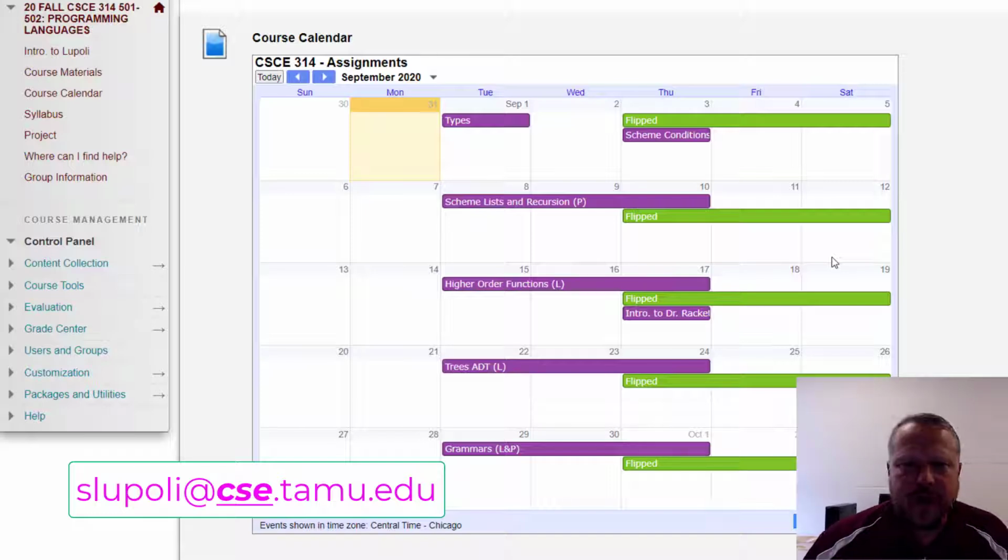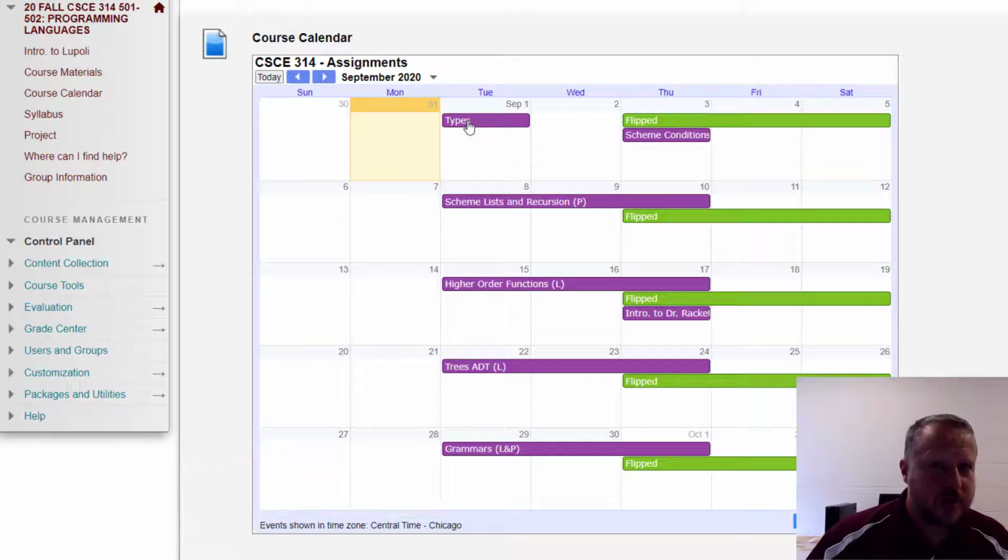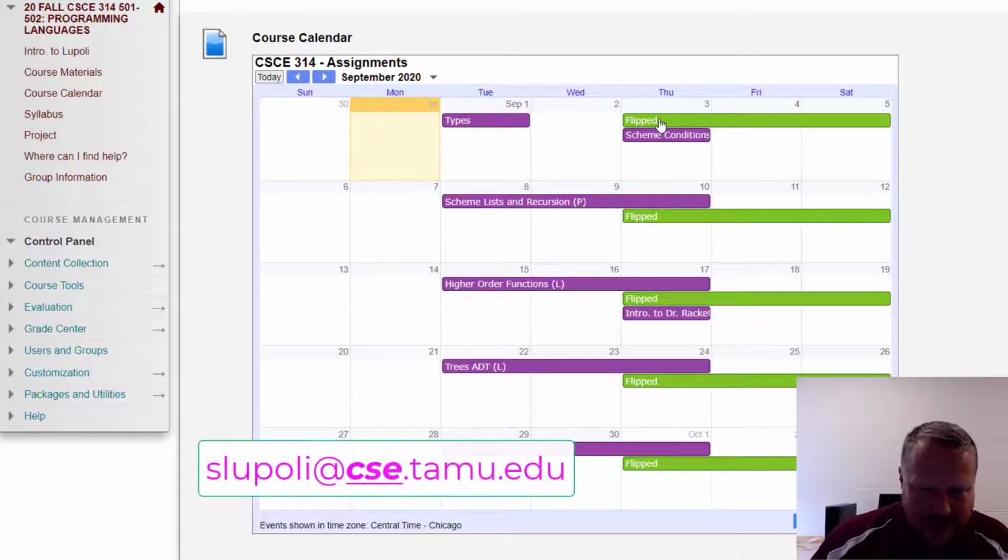So this week we have two topics, types and scheme conditions. Scheme conditions is really what the flipped lab is going to be on, but it's going to include types as some of the application for it. So make sure that you know both. But again, mostly it's going to be on scheme conditions for your flipped lab.